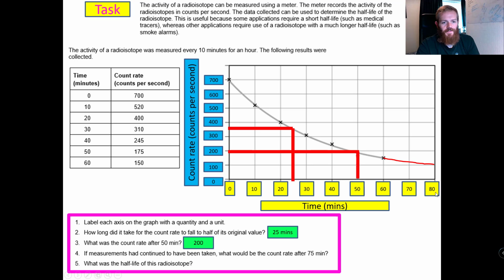So it said the count rate after 75 minutes. After I've drawn that line in, just do exactly what I did a second ago for question number 3. So I'll go up from 75 and I go across and I get about 110, something like that.